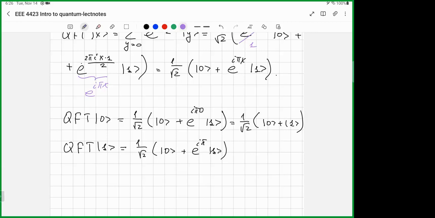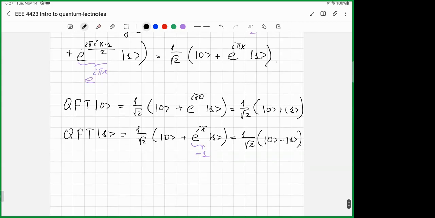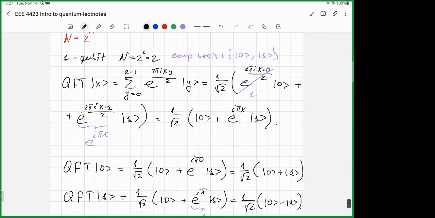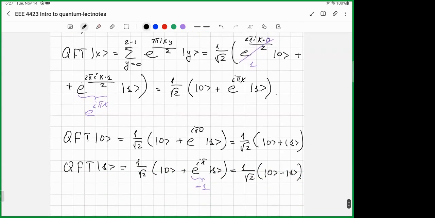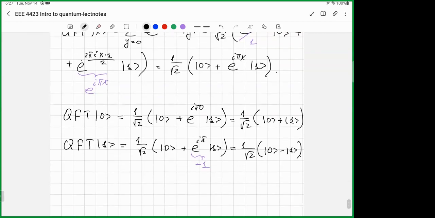So this e to the power of i pi is equal to minus 1, and I get the state minus here, right? So indeed, this QFT for the one qubit system is just a transformation from the computational 0-1 basis to the Hadamard basis, to the plus minus states.